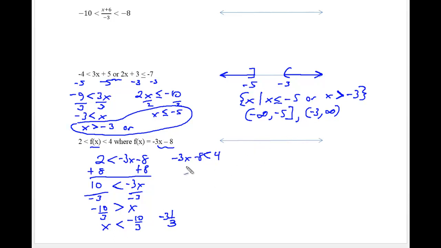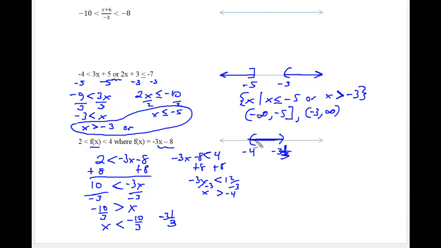Now we're going to work on this side over here. So we're going to add 8 to both sides. So negative 3x is less than 12. Divide both sides by negative 3. So x is going to be greater than negative 4. Then what you have here is negative 3 1/3 and negative 4. If you put that on a number line, that's what you'd have. The negative 4 would be to the left of negative 3. And I did that 1/2 again. Wow, something about my brain wants that 1/2. But negative 4 is to the left of negative 3 1/3. And so what I have is x is less than negative 3 1/3, and x is greater than negative 4.